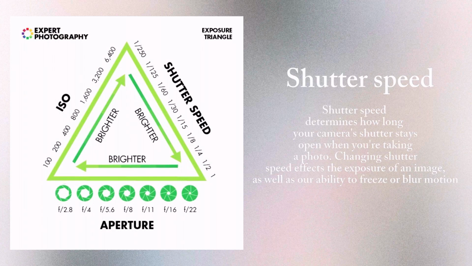The second one is the shutter speed. Shutter speed determines how long your camera shutter stays open when you're taking a photo. Changing shutter speed affects the exposure of an image as well as our ability to freeze or blur motion.